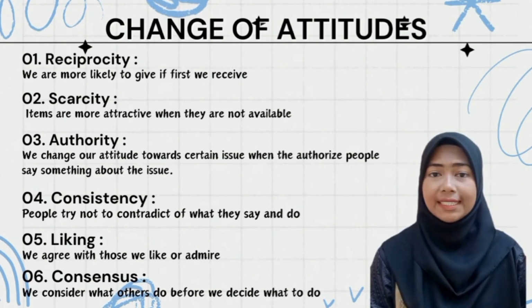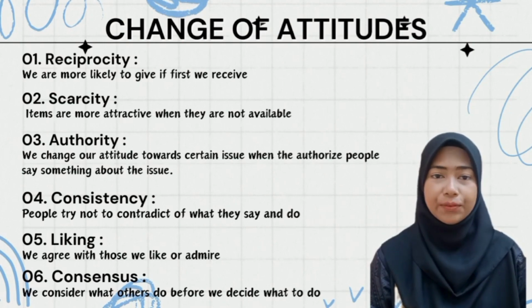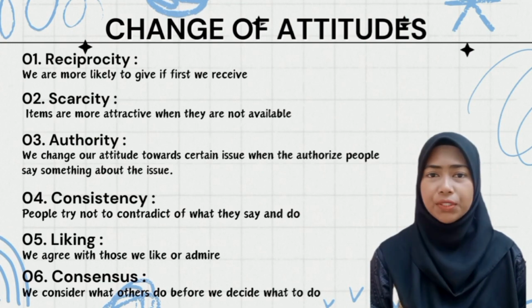Fourth, consistency. People try not to contradict what they say and do. Fifth, liking. We agree with those we like or admire. Sixth, consensus. We consider what others do before we decide what to do.